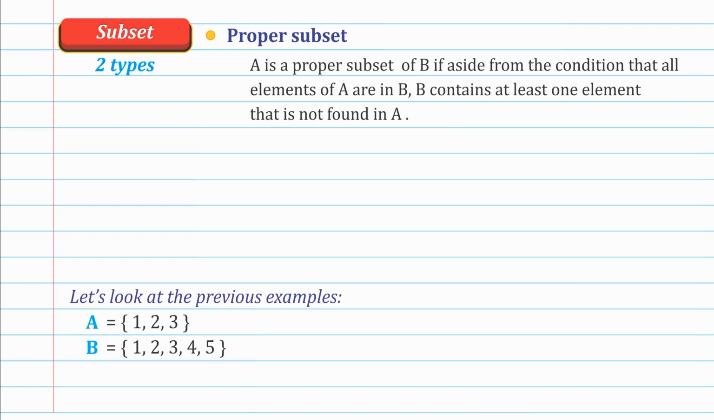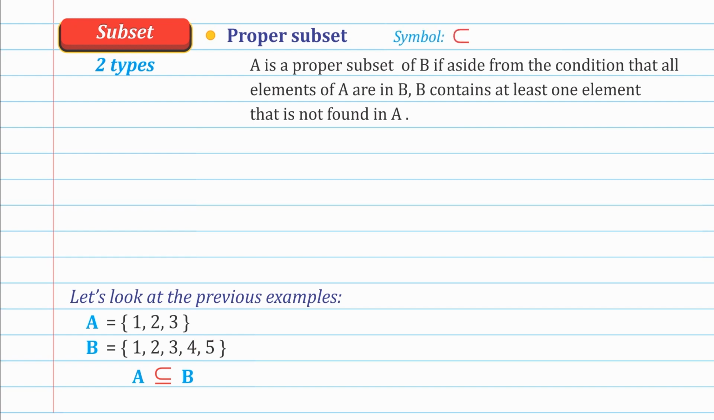Let's look at the previous example to illustrate. We have set A, which has elements 1, 2, 3, and B, 1, 2, 3, 4, 5. From our previous slide, we know that A is a subset of B. Hence, we use the symbol subset. But can we be more specific? If we observe, aside from 1, 2, 3 being part of B, we have extra elements here. We have at least one. We have 4 and 5. To be exact, we have 2 extra elements. Therefore, A is a proper subset of B. So that's being more specific.